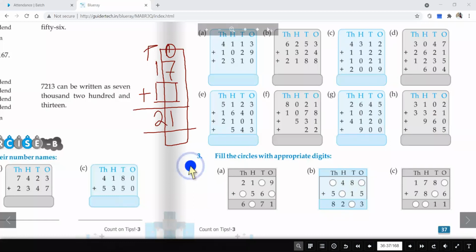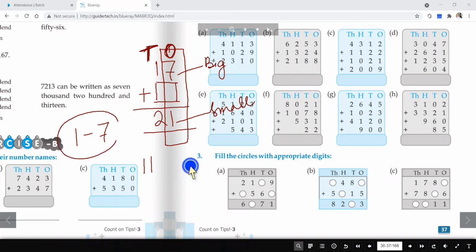Okay, so this is the ones position, and this is the tens position. Now 7 is a big number, bigger than this one. 1 is smaller than 7. So in this case, this type of subtraction, 1 minus 7, we haven't read yet. You will learn it in the higher class, but not now.